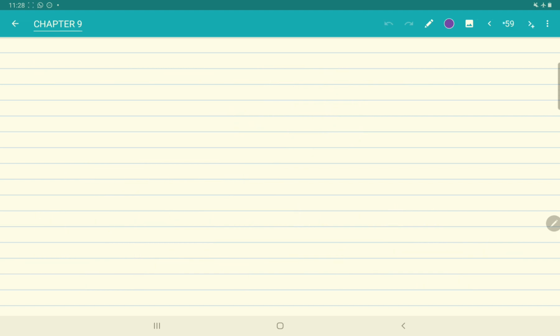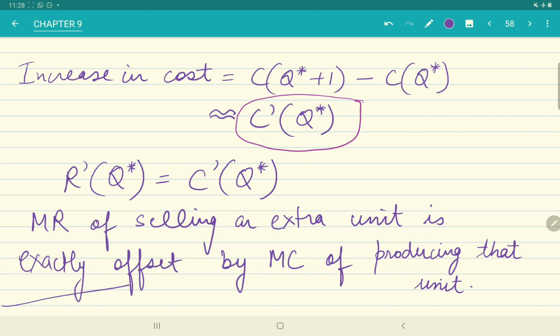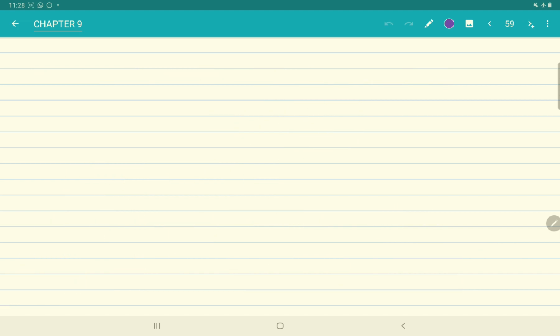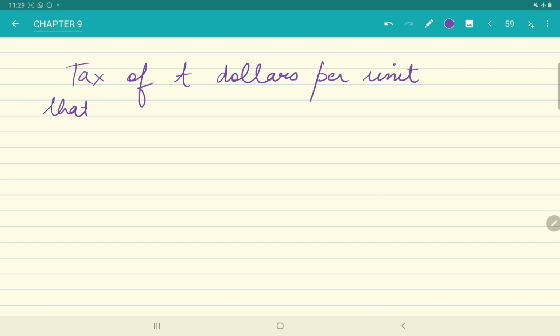Now, in this case, let's just suppose, given all this, that there is a tax. There is a tax of $T per unit which is imposed on the production of the commodity.